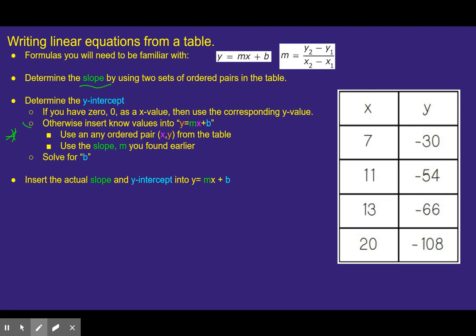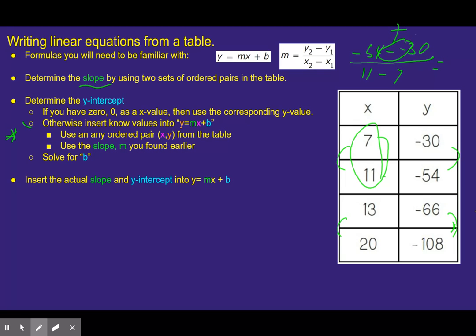All right, so again, you can just pick any 2 points, or you can do that other method. Either one's fine. I'll pick these two. Oh, wait, that's a big number. I'll do these two then. So the difference between the y's, that's negative 54 minus negative 30, all over these guys, which would be 11 minus 7. Double negative, watch out for those.